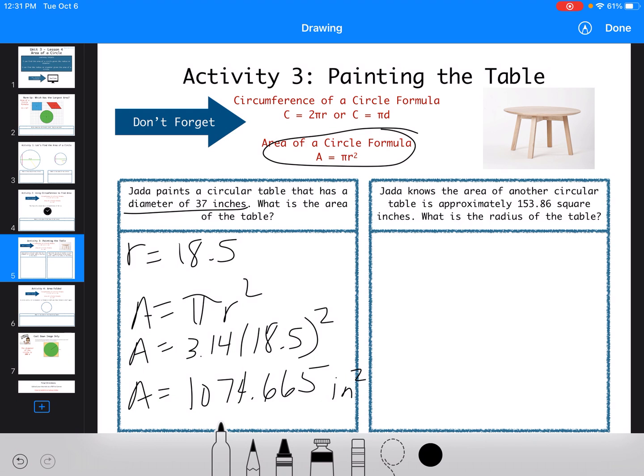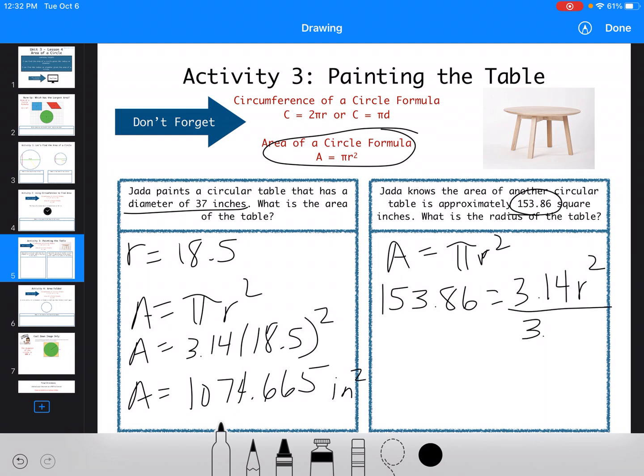All right, Jada knows the area of another circular table is 153.86 square inches. So that's giving me the area. So I'm starting with my formula. So I end up with 153.86 equals 3.14 times r squared. So I have to first divide by 3.14. So I have 153.86 divided by 3.14, and I get 49.